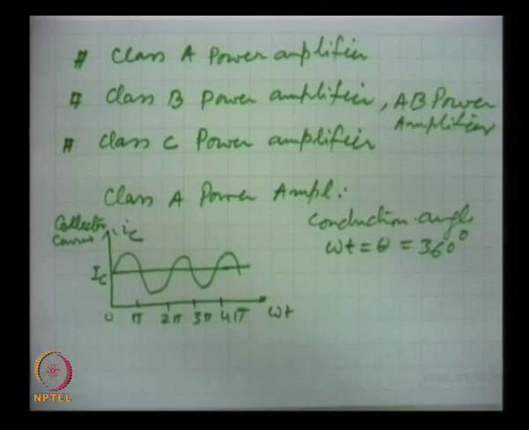So, remember in class A amplifier the conduction current flows for the whole conduction angle, 360 degrees. That means the whole wave is reproduced. It is of course in power much higher than the input, but it flows for the whole 360 degrees.